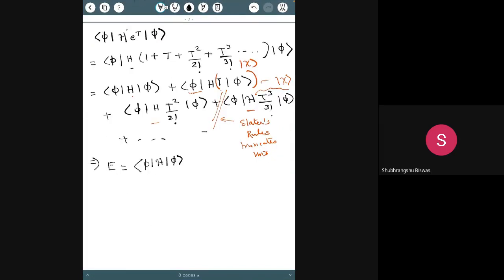So it has one term which is just phi h phi. Then you have a h t phi, and you have a phi h t squared by 2 factorial phi. So I have three terms in my energy expression. Now, of course, depending on what operators you choose in your T, meaning whether you do coupled cluster singles, doubles, or singles, doubles, triples, etc., different rank T operators will contribute to different terms.